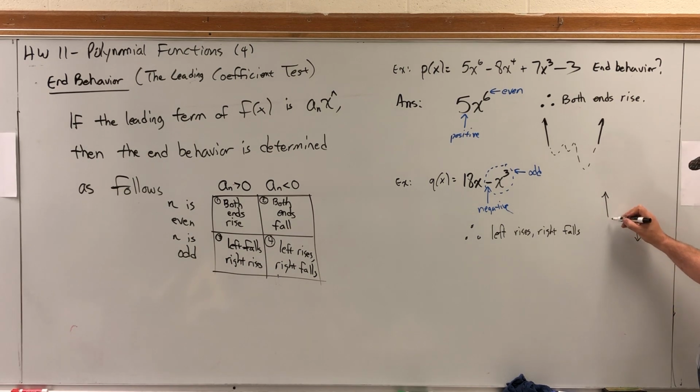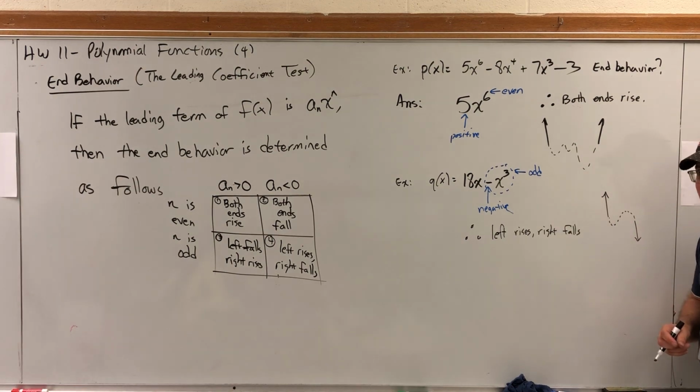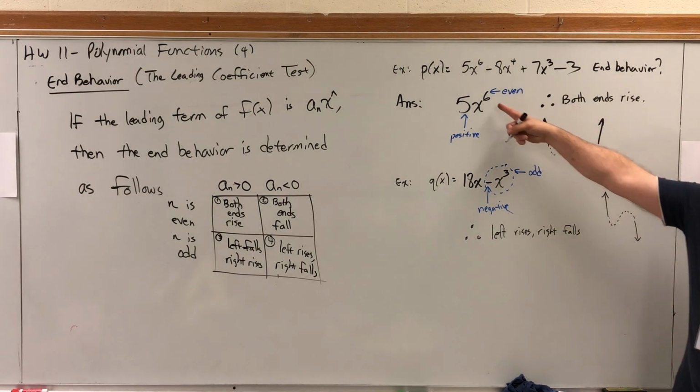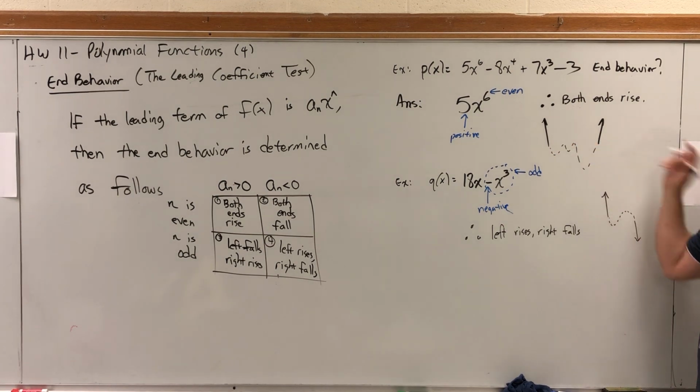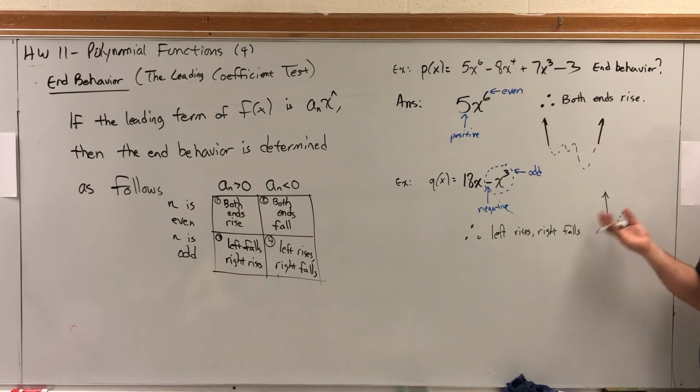What happens in the middle? Probably something like that. I say probably because I also know that this can turn up to 2 times because the degree was 3. Just like this one can turn up to 5 times because the degree was 6. Doesn't mean it would turn 5 times, doesn't mean this one would turn 2 times. It just means it could.